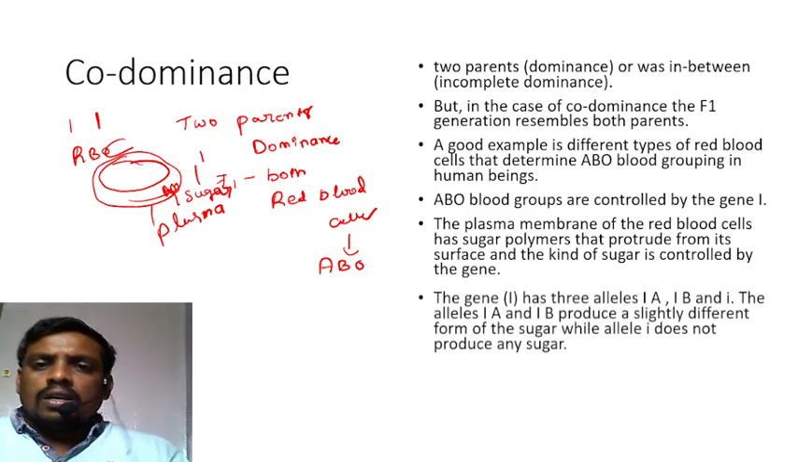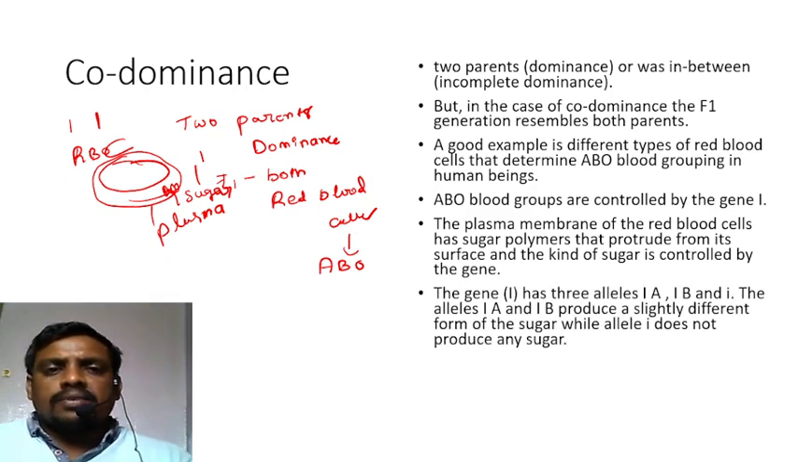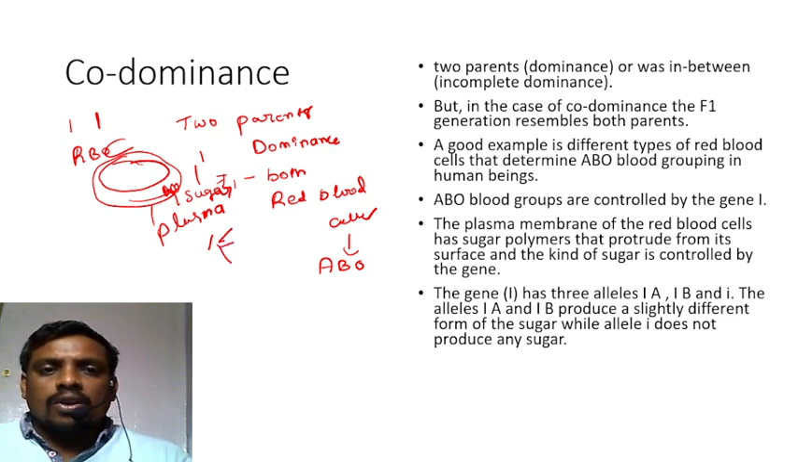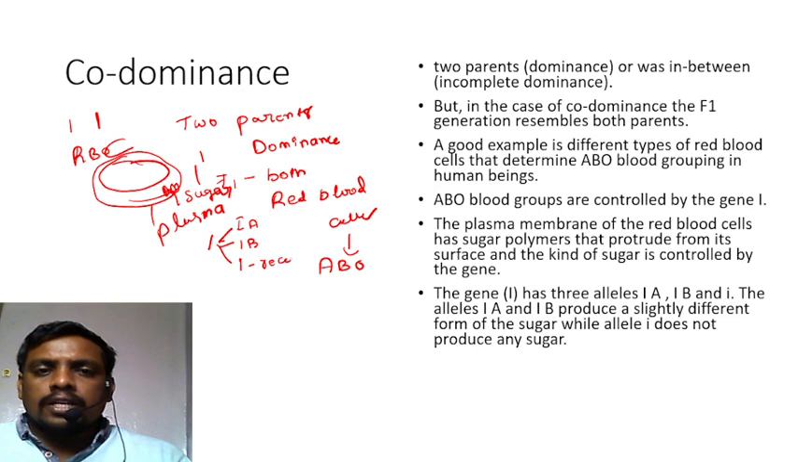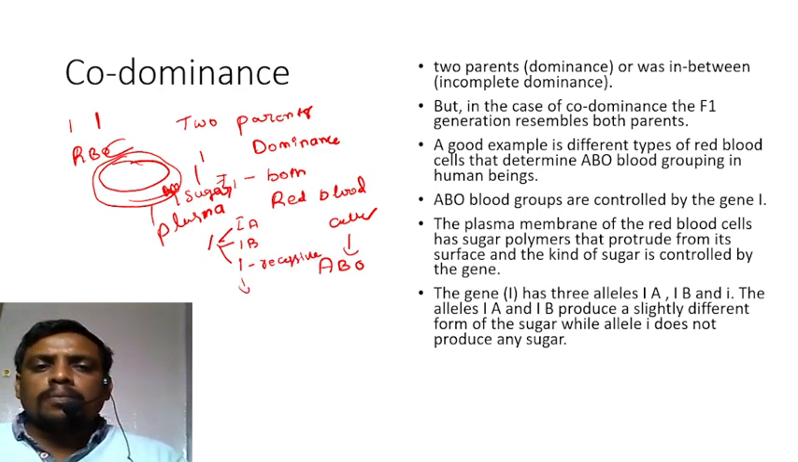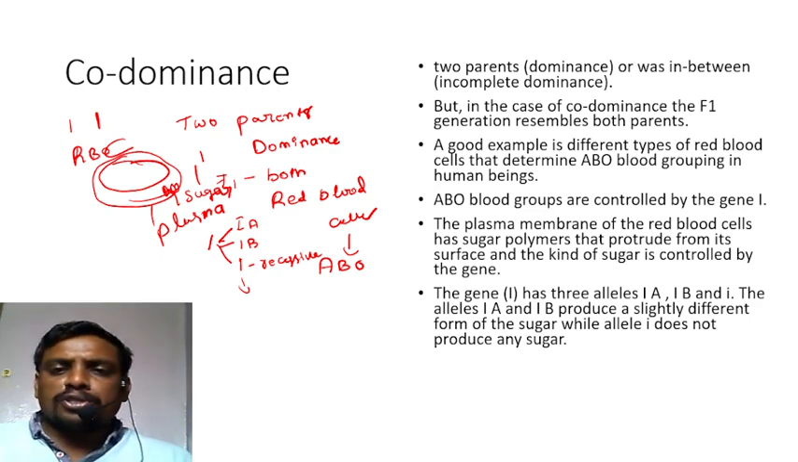The gene I has 3 alleles. If you take the gene I, it produces 3 alleles. What are they? Capital IA, capital IB, and small i. Small i is completely recessive in nature. Why? Because it doesn't produce any sugar polymers. Capital IA and capital IB are dominant in nature.